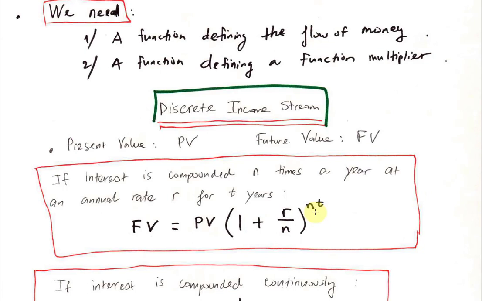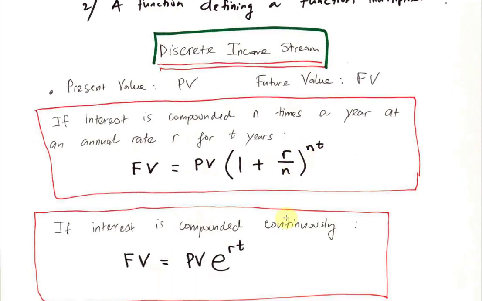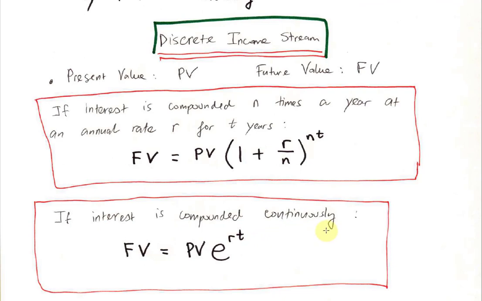So for example, the interest may be compounded quarterly, so N would be 4 times a year, or twice a year, so N would be 2 times a year. And R is the annual rate in decimal value, and T is the number of the years. So future value equals present value multiplied by (1 + R/N) to the NT power. Now, if the interest is compounded continuously, then we have the future value equal the present value multiplied by e to the power of RT.